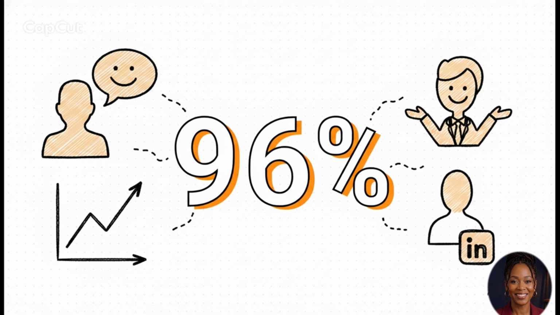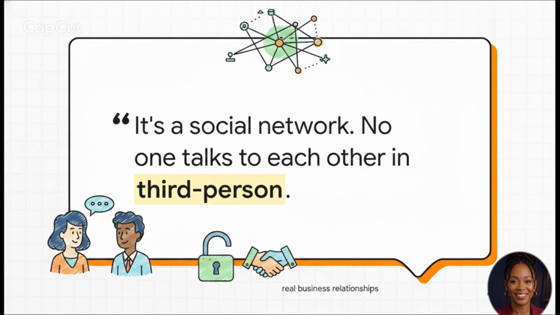People want to connect with a real human being, not a corporate avatar. I absolutely love this quote from Laura Toledo because it cements the idea perfectly. She says, "It's a social network. No one talks to each other in third person. It's so simple, but it's completely true. Authenticity is what truly builds connections on the platform."